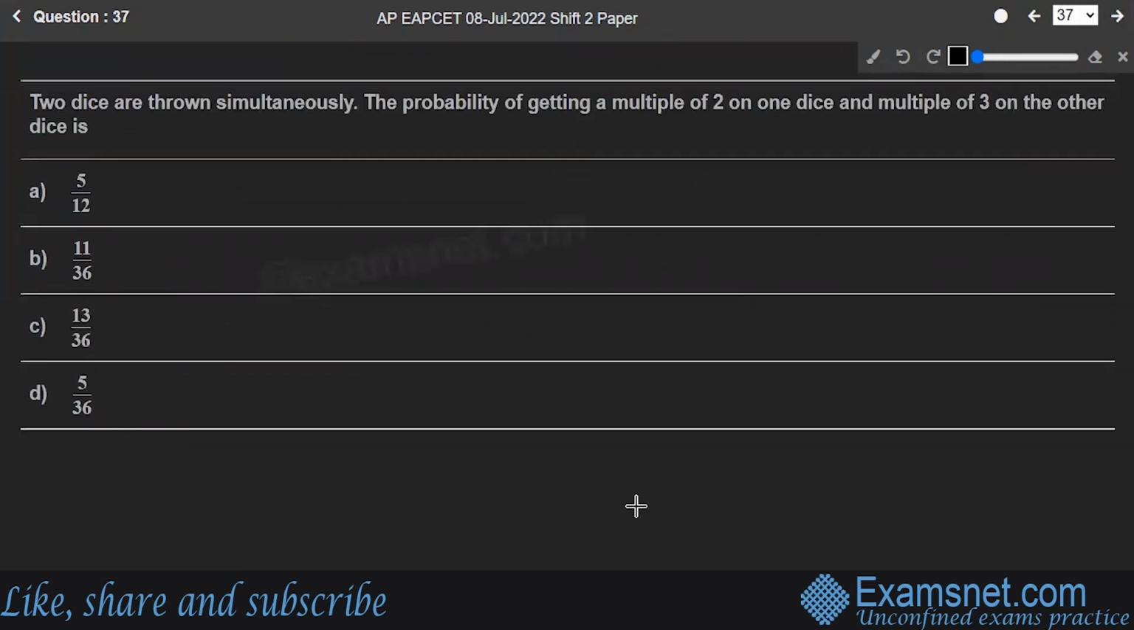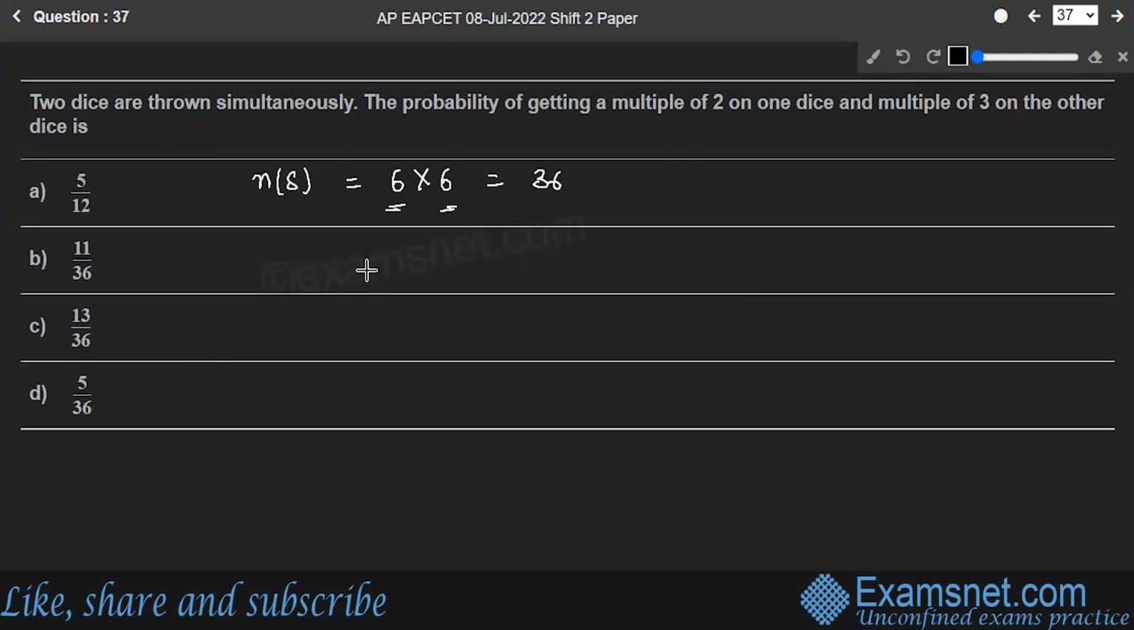2 dice are thrown simultaneously. The probability of getting a multiple of 2 on one dice and a multiple of 3 on another dice is. So you are throwing 2 dice simultaneously. What will be the sample space? The number of possible outputs are 36. 6 on one dice multiplied by 6 on another dice. The total number of outputs that are possible in the sample space is given by 36.